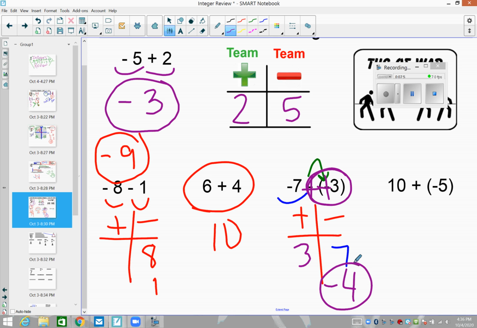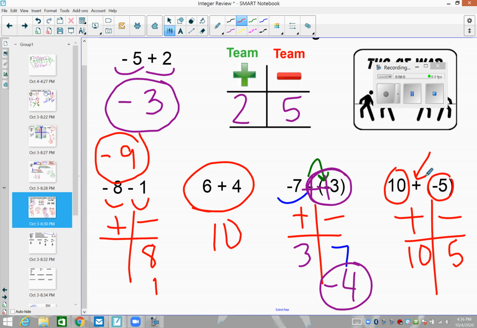Okay, you should be unpausing the video after you gave it a shot. We have 10 players on team positive. We have 5 players on team negative. This sign right here just means add. It doesn't say opposite. So we're not changing any signs because it doesn't say opposite. So simply just adding. The result of that would be +5. Team positive wins by 5 players. So that's the learning target of add, subtract integers.